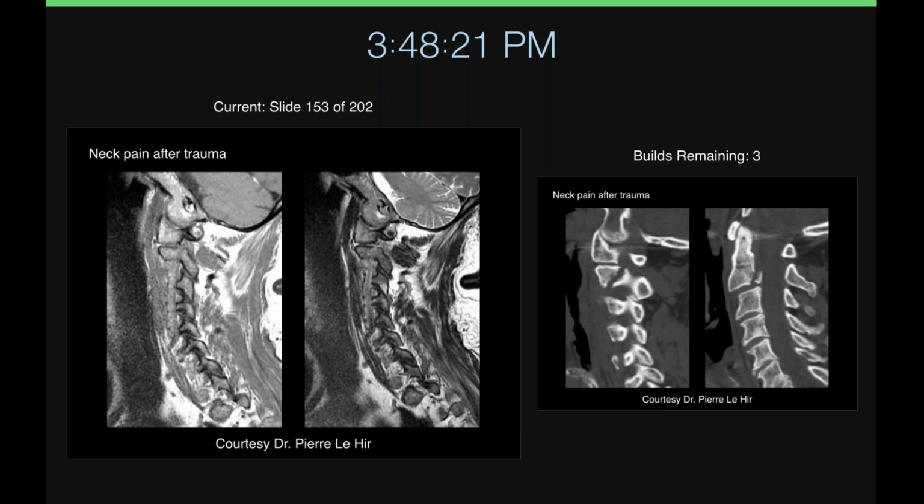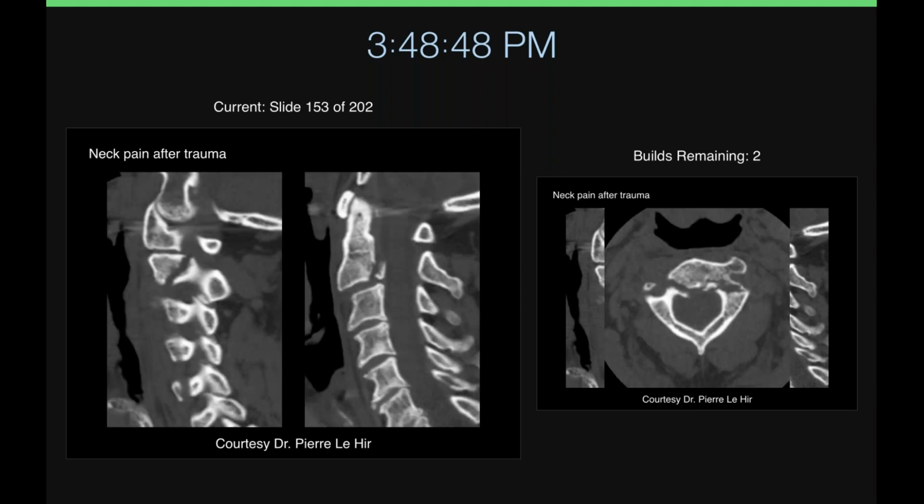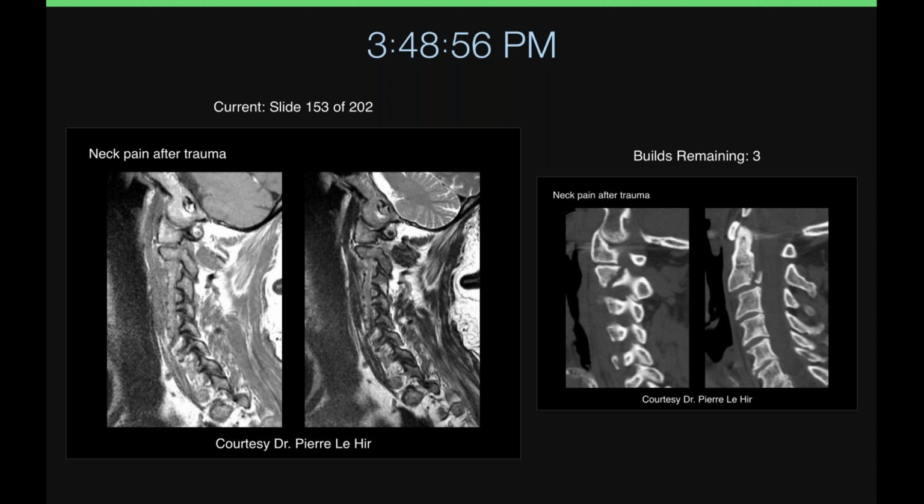Neck pain after trauma. Let's see. It looks like C2-3, I'm not sure I see it. Look at this area right through here. And if we go to the CT scan, here's the CT scan. It looks like there's a fracture of the left pars area, or pedicle.